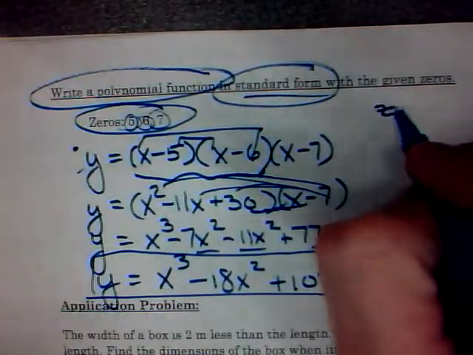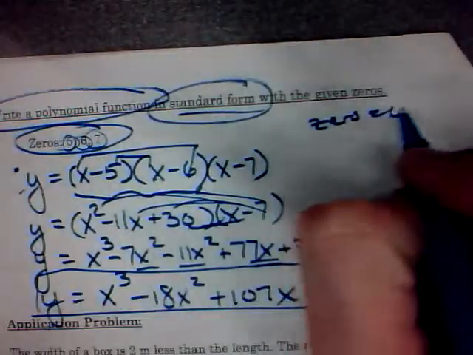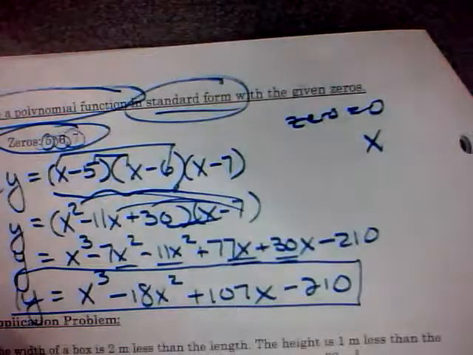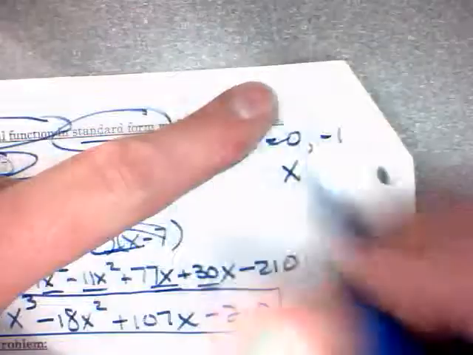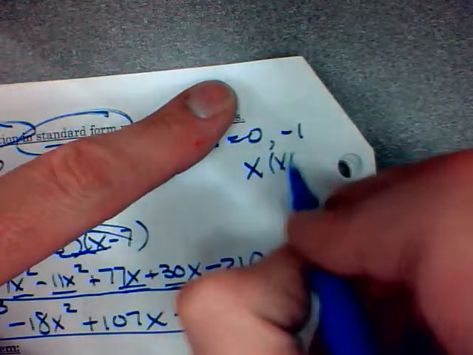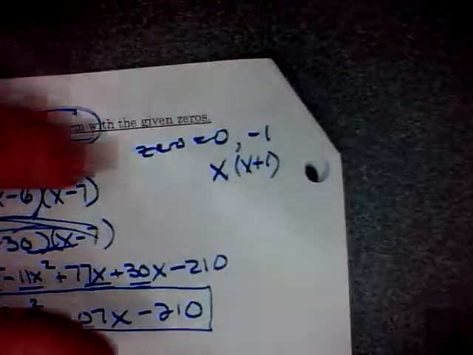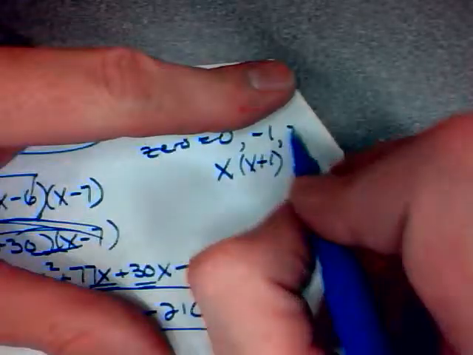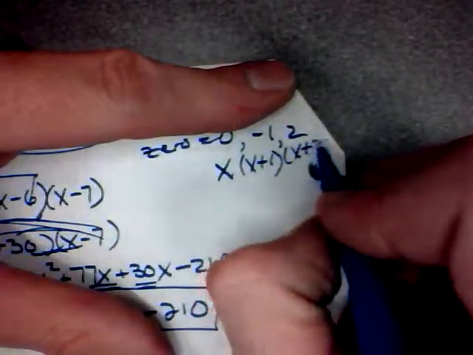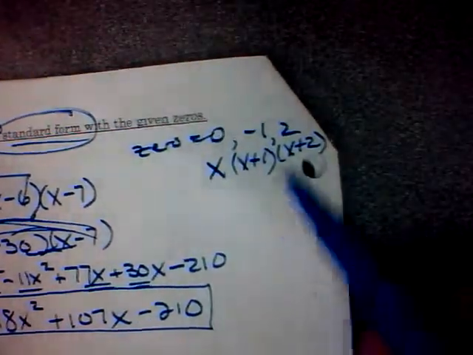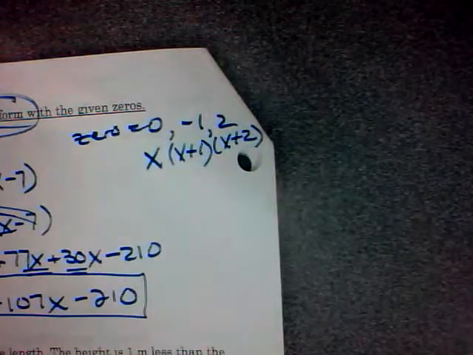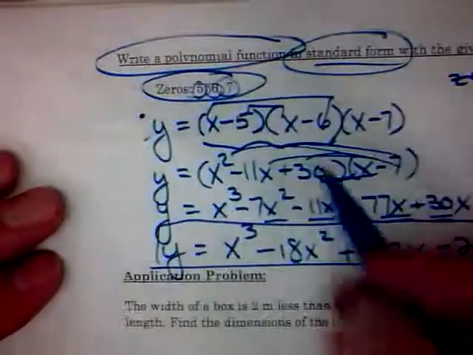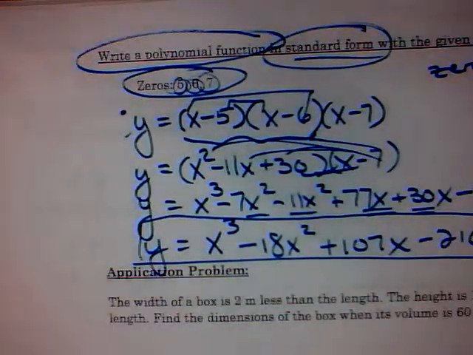If you had a 0 that was equal to 0, the factor of that would just be x. Okay? If your 0 was negative 1, then we know that would be x plus 1. If the zero was a positive 2, we know that would be x minus 2. Okay? So that's how you do this. If a 0 is just a 0, it's just an x. If it's a negative, it becomes positive. If it's positive, it becomes negative. Okay? And then it's just a matter of multiplying all that out. Okay? Hope this helped.